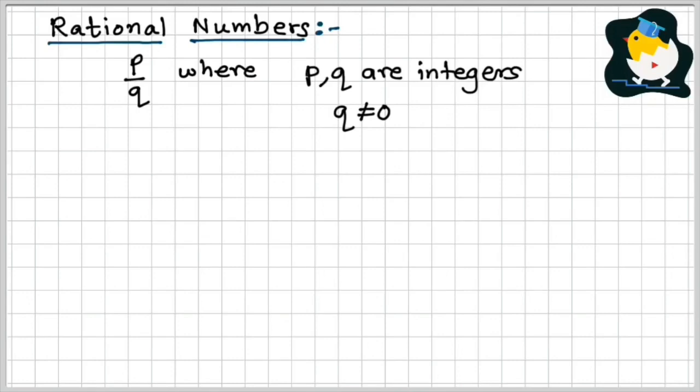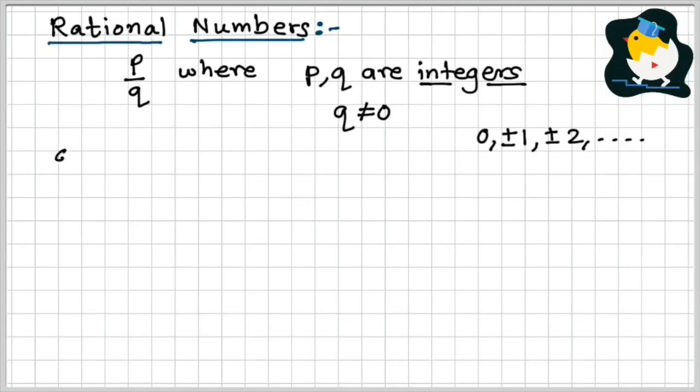So here we are talking about integers. What is meant by integers? Integers are, let's say, 0, plus or minus 1, plus or minus 2, and so on. These numbers are called integers. So positive integers, negative integers, and 0.